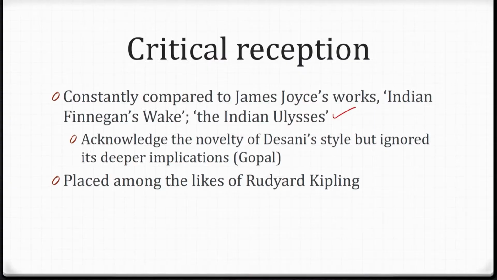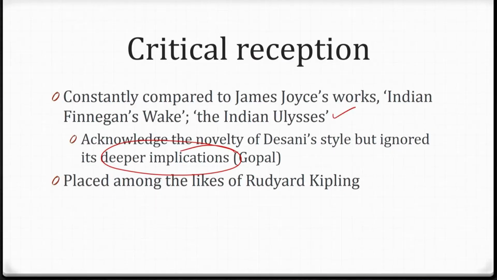However, at a later point, Priyamvada Gopal makes this intervention and says that while all of these critical interventions acknowledge the novelty of Desani's style, they ignored its deeper implications. This was made possible only after Rushdie started acknowledging the influence that Hatterr had on his literary career. And similarly, Desani was also placed among the likes of Rudyard Kipling, giving him a very distinct kind of post-colonial status.